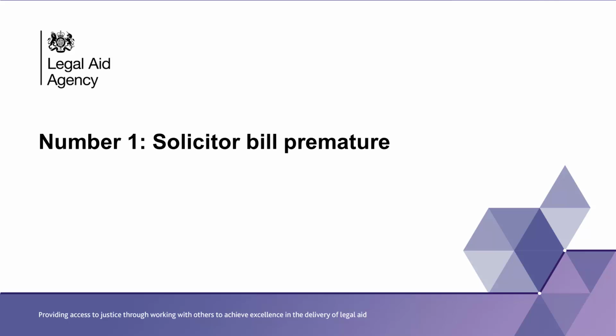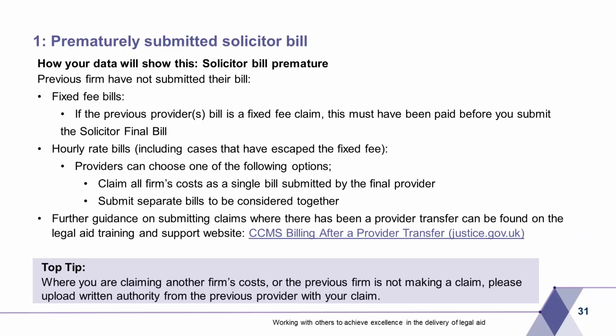Number one in our reasons for rejection is solicitor bill premature. So this covers a number of scenarios where we would consider the solicitor bill to have been submitted too early or not in conjunction with other claims under that certificate. So the first such scenario would be where a previous bill. So this primarily arises with fixed fee bills. If the previous provider, in a case where there's been a transfer of solicitor, has a fixed fee claim, that must have been paid before the last acting firm submit their final bill. So that links back to the very first topic of when an interim bill is applicable. And in such a case, an interim bill would be allowed because there's a transfer of solicitor and at least one of the claims is a fixed fee case.